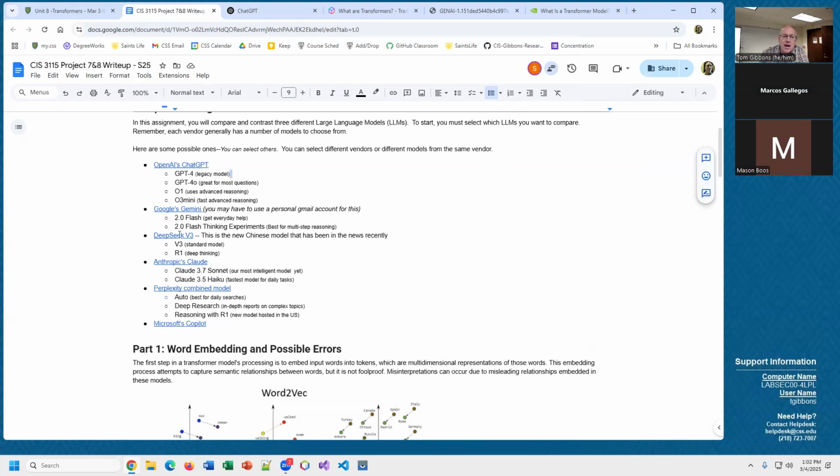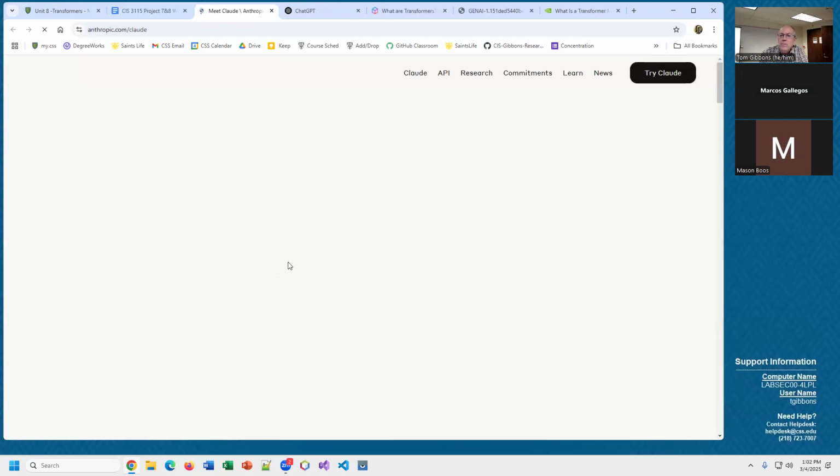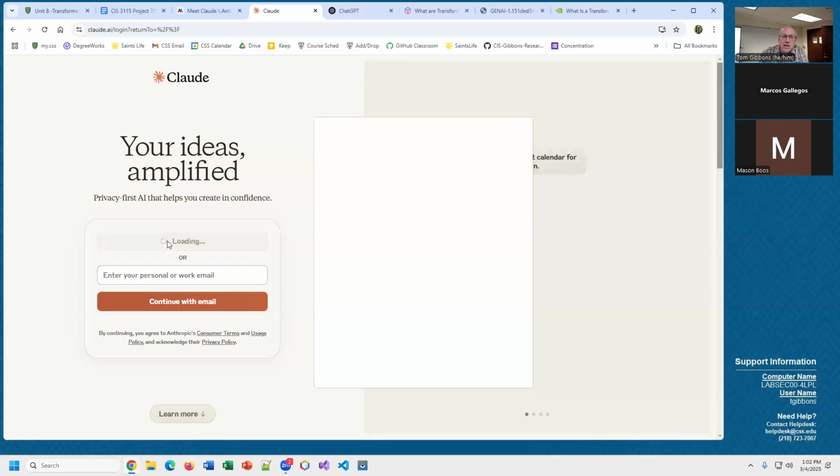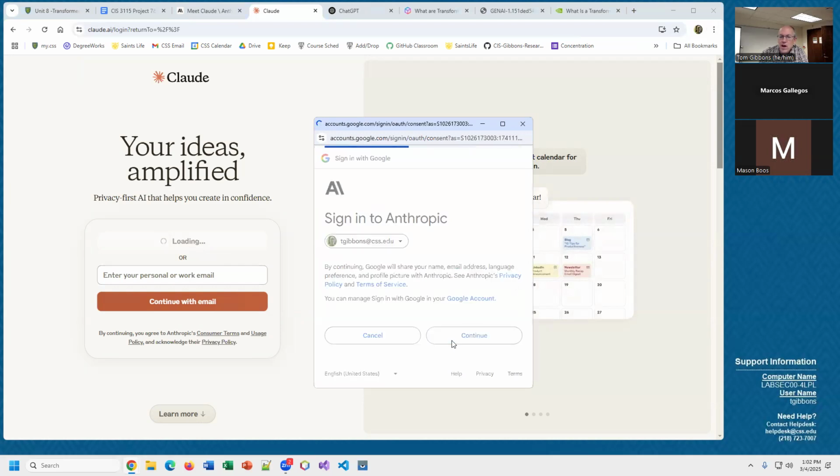There's DeepSeek, and again, this is the new Chinese model that's out there. There's Claude. So again, if I go to Claude, I'm going to try Claude out. I'm going to continue with Google. Sign my soul away.